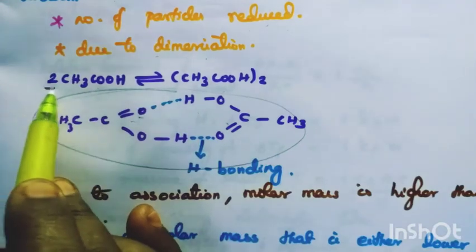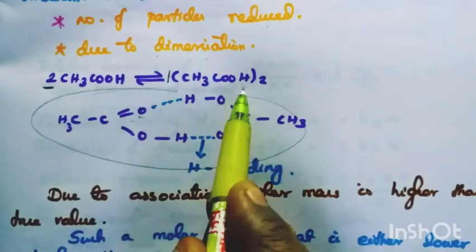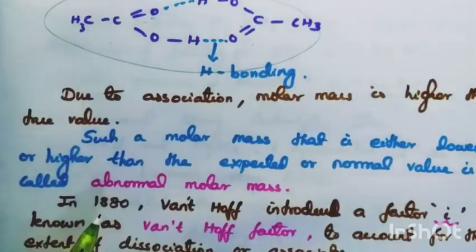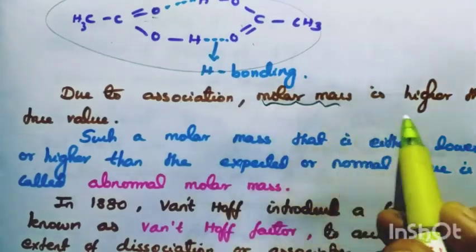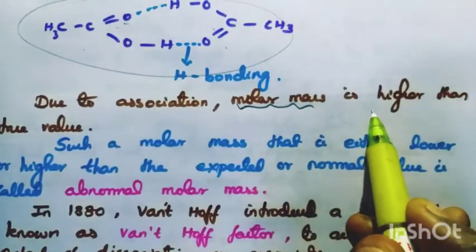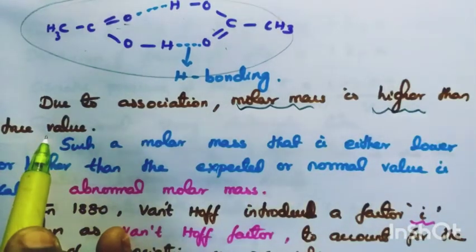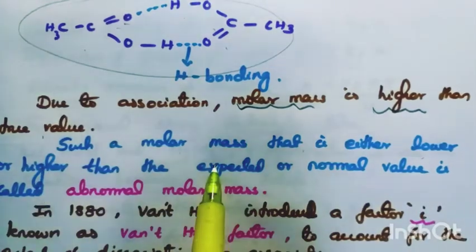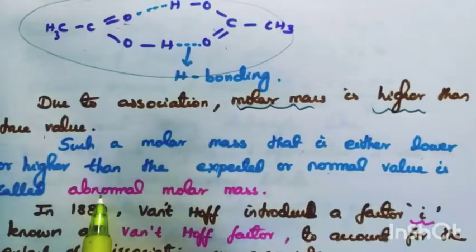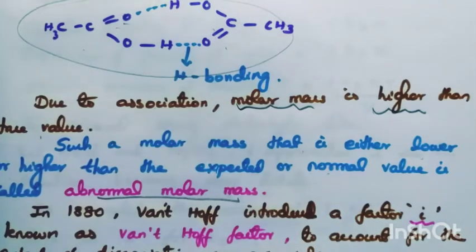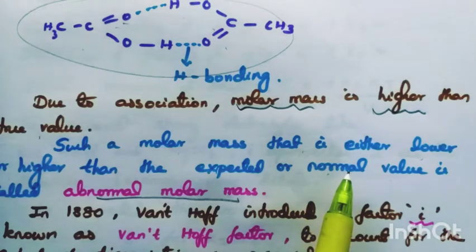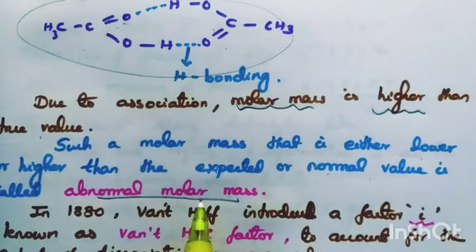Like this, 2 molecules we take and get 1 molecule that exists as a dimer. This is the dimeric structure of acetic acid. Due to association, the molar mass is higher than the true value. Such a molar mass that is either lower or higher than the expected or normal value is called abnormal molar mass. If dissociation takes place, it is lower; if association takes place, it is higher. Whether higher or lower, there is a change from the normal value. That is called abnormal molar mass.